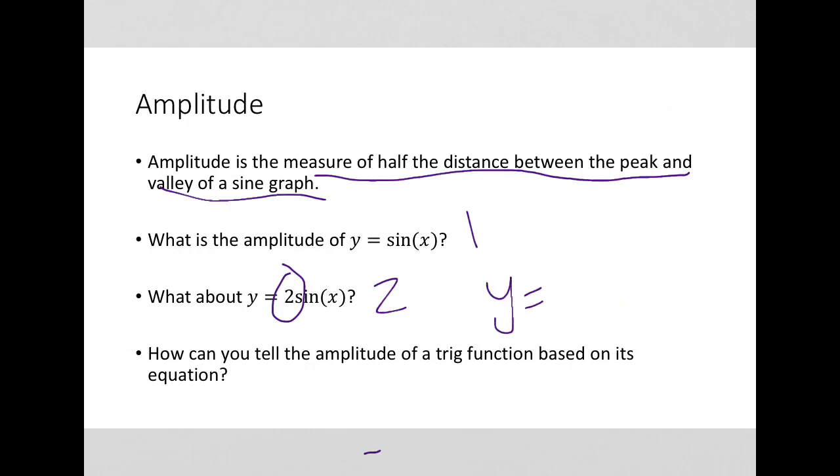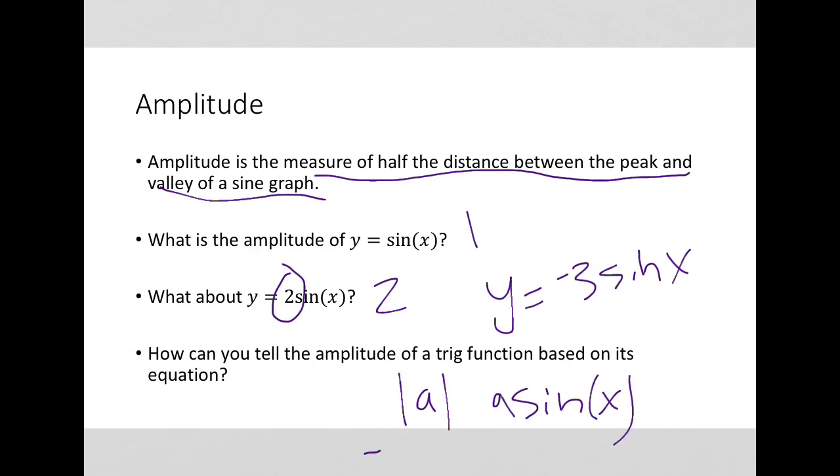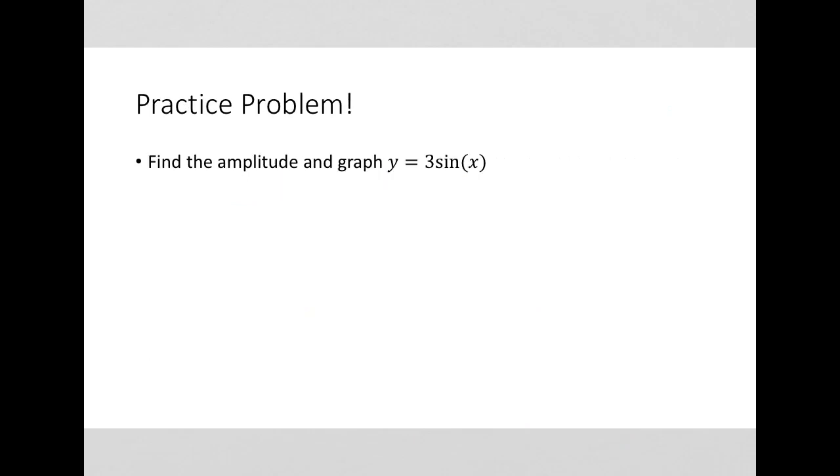Well, what if it says y equals -3 sine x? Well, the amplitude is actually still a positive number, so think of it as the absolute value of the coefficient right there. And that'll be a good definition. Okay, so let's look at some problems.